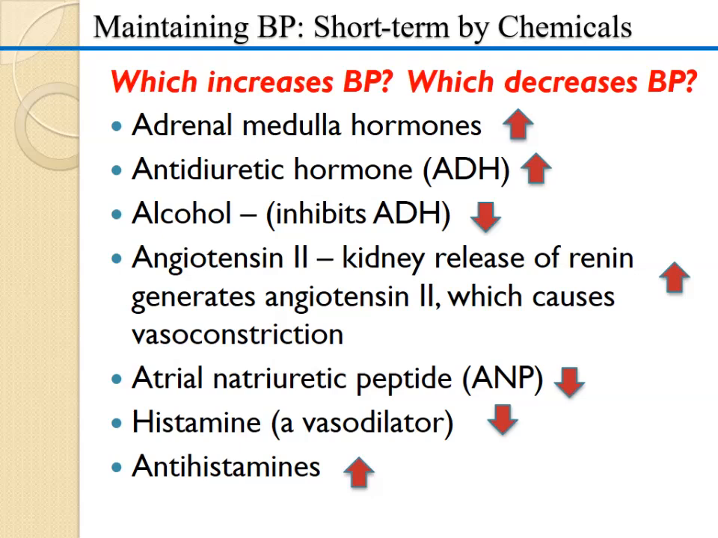So one of the first things they do for a patient with high blood pressure is want to control that ADH. So they give the person a diuretic to get them out of the danger zone. That's the fastest way to drop someone's blood pressure, is a diuretic.